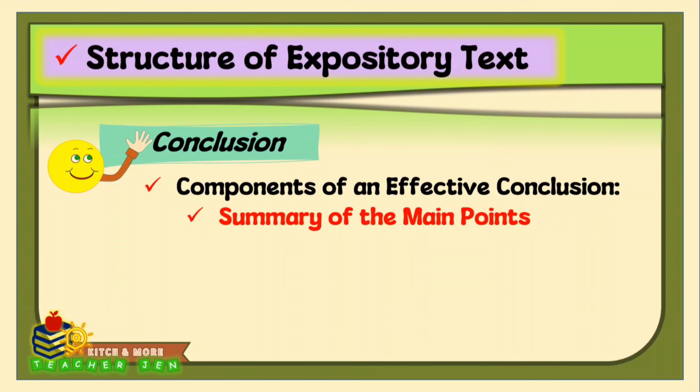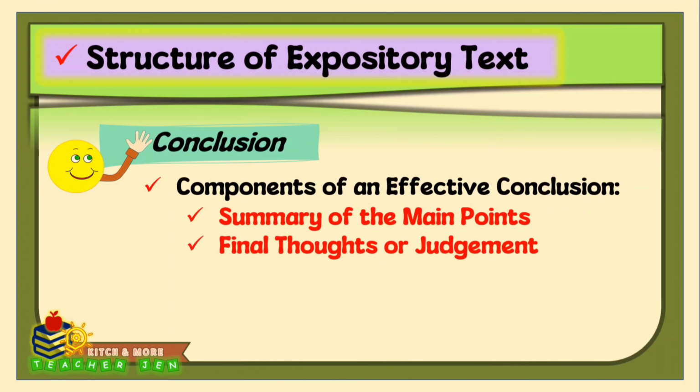Then second is final thought or judgment. This is the last idea or conclusion presented in the writing. It often reflects on the significance of the topic, offering a thoughtful perspective, opinion, or suggestion for further reflection. There's also the closure, the part of the conclusion that wraps up the discussion and brings the writing to a satisfying end. It ensures that all major points have been addressed and provides a sense of completion.